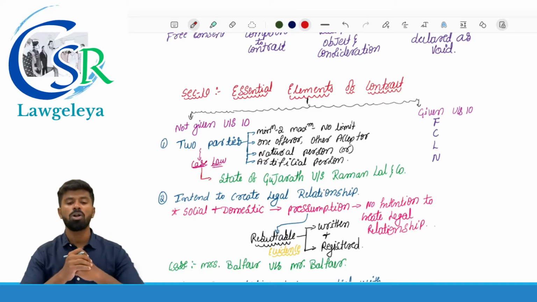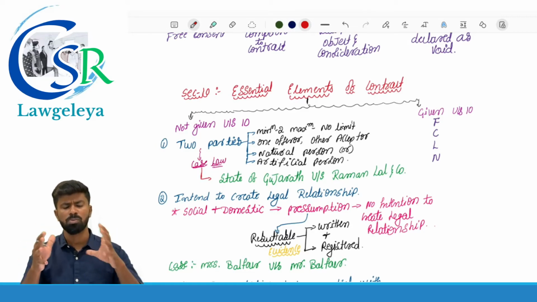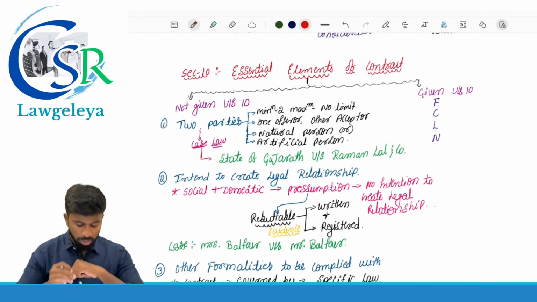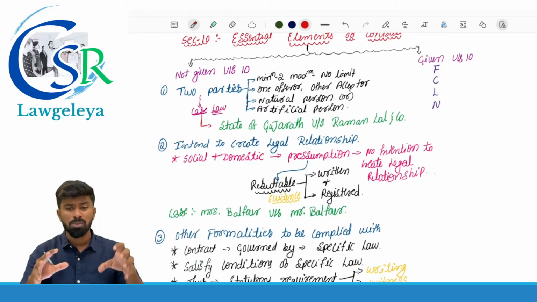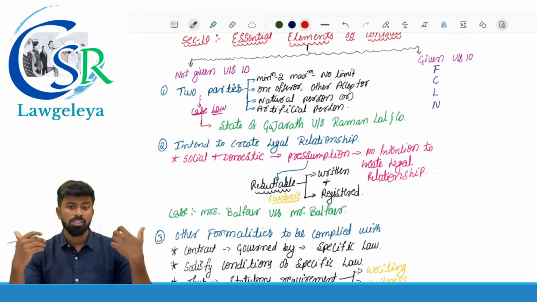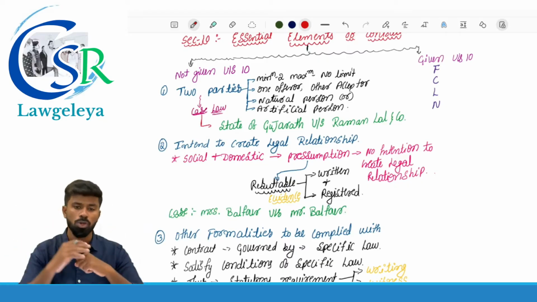Second one, most important essential element of valid contract, based on which they asked questions many times in the previous examinations. There must be intention to create what relationship? A legal relationship. Means what, sir? The parties must have the intent to create a legal obligation between them. In case of any breach of those legal obligations, they must have the intention to approach the court of law.